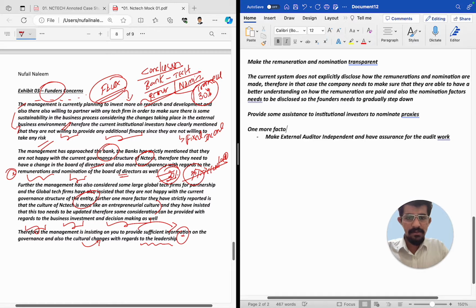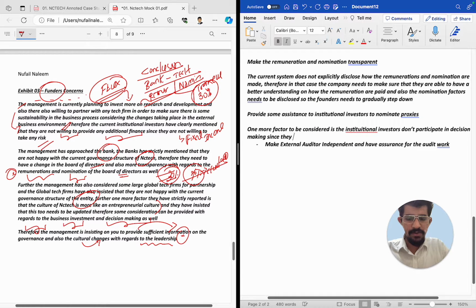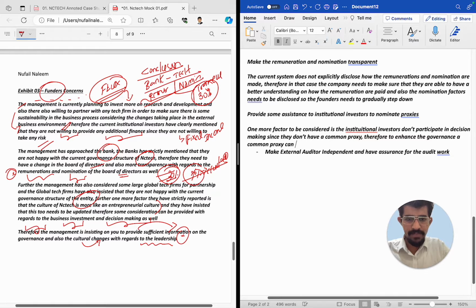One more factor to be considered is that the institutional investors don't participate in decision making since they don't have a common proxy. Therefore, to enhance the governance, a common proxy can be nominated. In that case, the company will be able to have a better understanding as well.